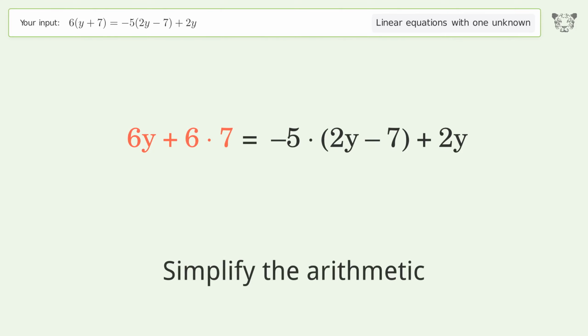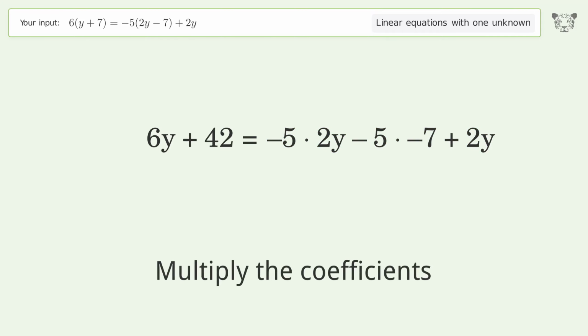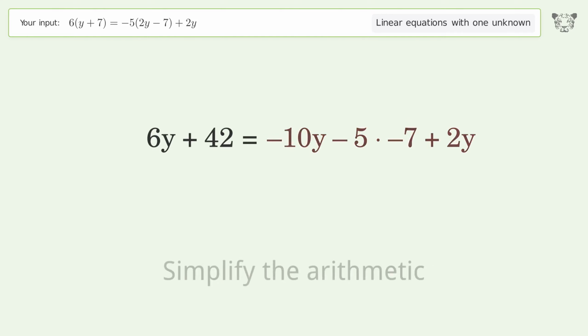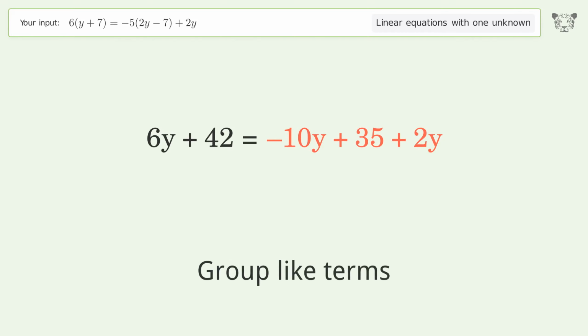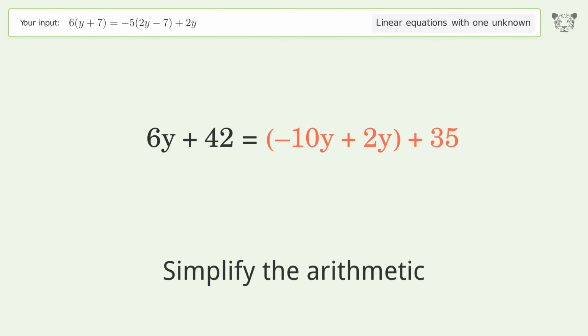Simplify the arithmetic. Expand the parentheses. Multiply the coefficients. Simplify the arithmetic. Group like terms. Simplify the arithmetic.